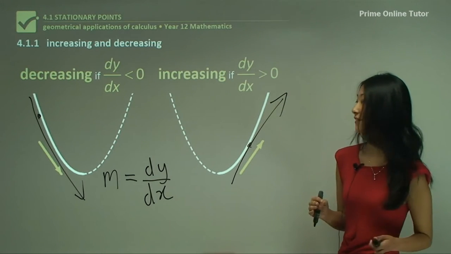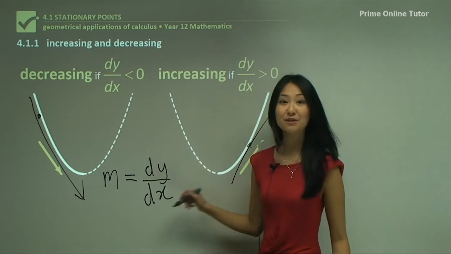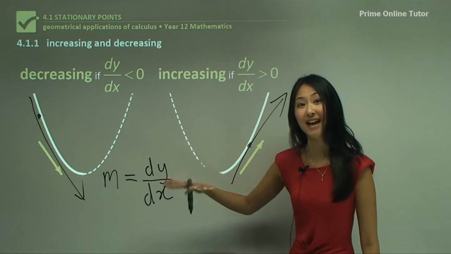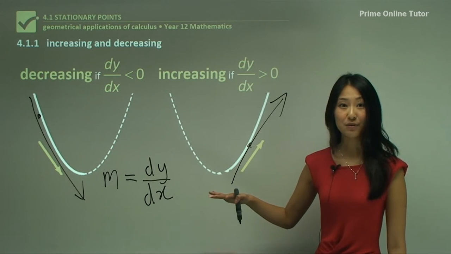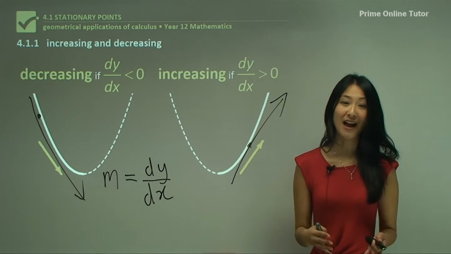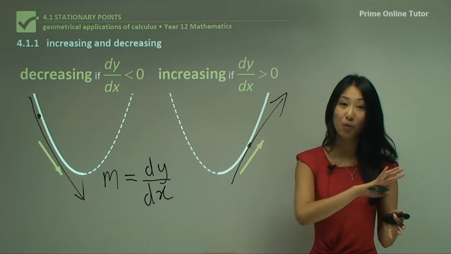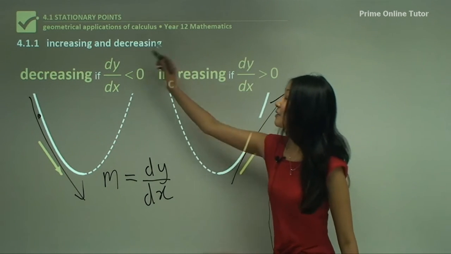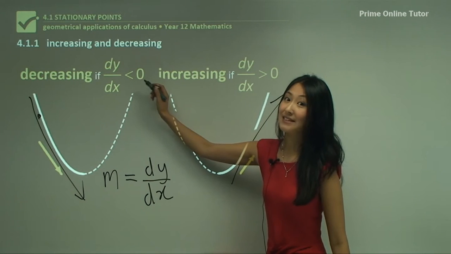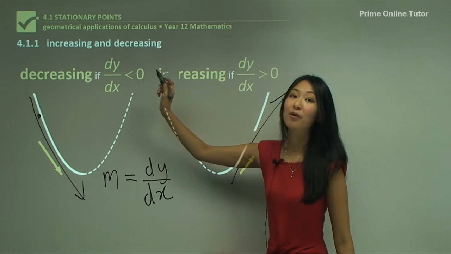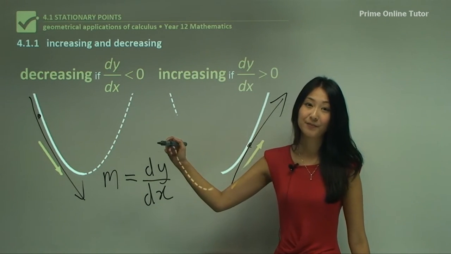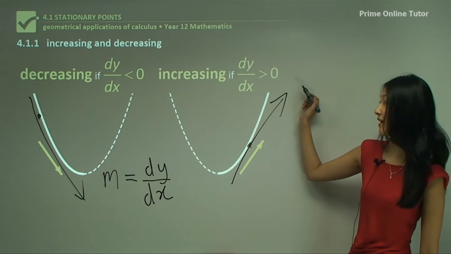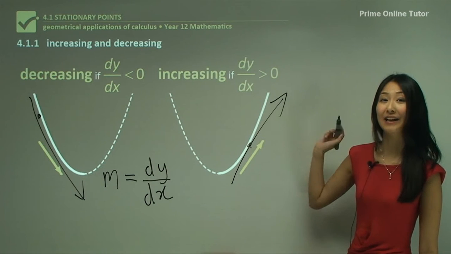What's important for you to know is that the first derivative that we've been learning is actually the same thing as the gradient of the tangent. So when we find the first derivative of an equation, we're actually finding the equation for all of those gradients. Therefore, when the gradient of the tangent, the first derivative, is less than 0, we call that decreasing for the graph. Whereas when the first derivative is greater than 0, we say the graph is increasing.